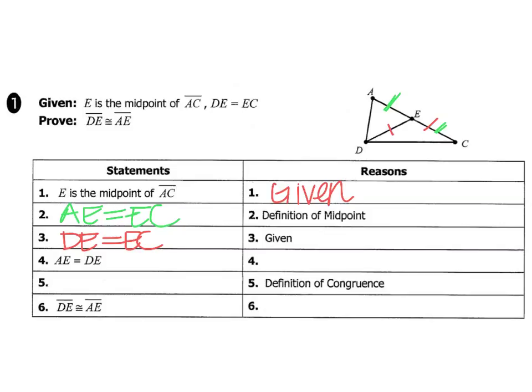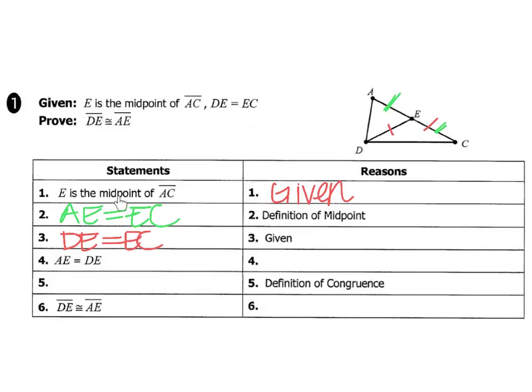Now, what do we see here? We see that AE is equal to DE, but how did we get that? We know that we marked EC twice. We said that EC is congruent to DE and that EC is congruent to AE. It has both a single red line and a double green line.